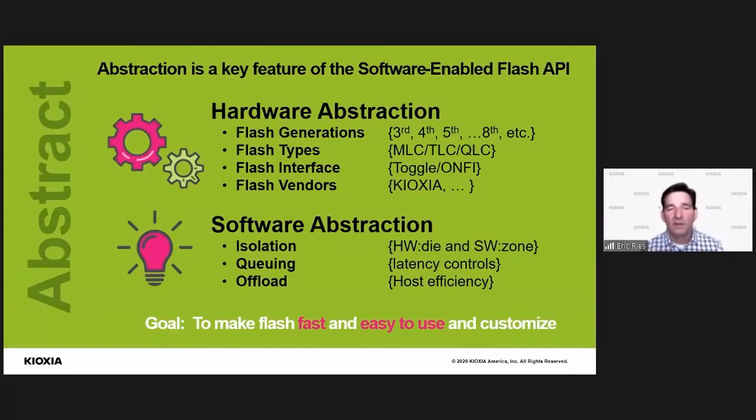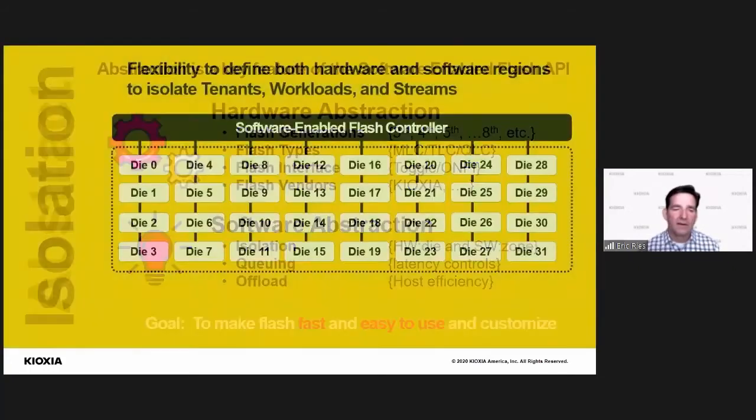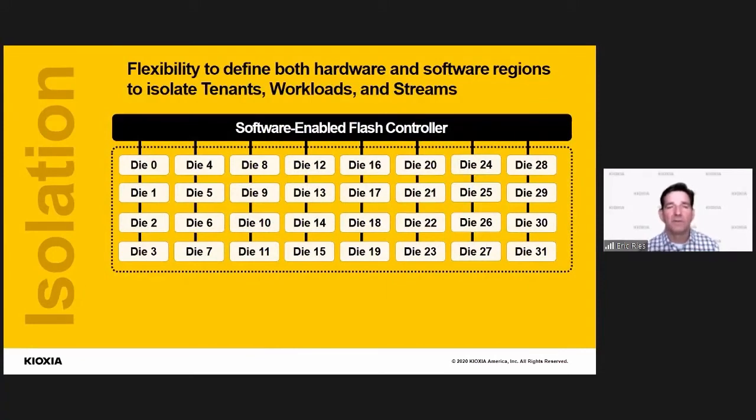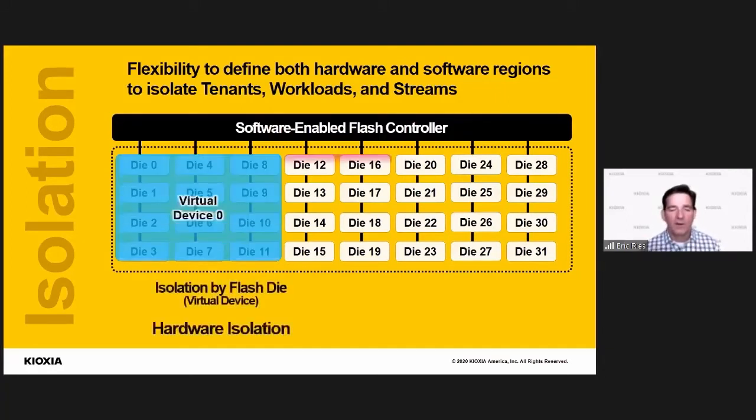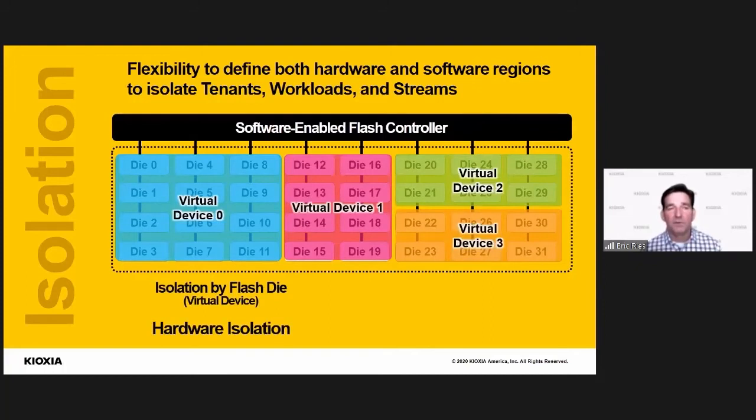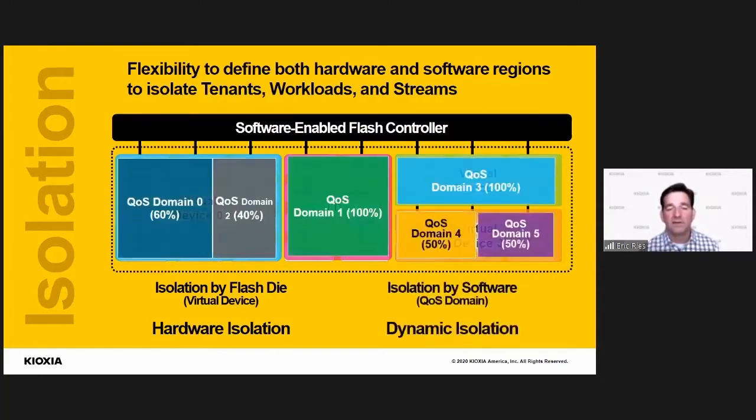Abstraction is a key way that we do this, by abstracting out the hardware functions that are listed here, as well as giving software abstraction to key behaviors. Isolation is one of the most important ones that we provide. Now, we allow isolation on two levels. One is through hardware isolation, where you can break up your quanta of flash into various virtual devices, and you can freely define what those virtual devices are. On top of that, we provide another layer of software isolation, by being able to break those virtual devices into quality of service domains.